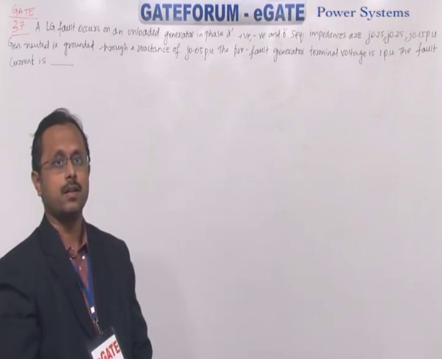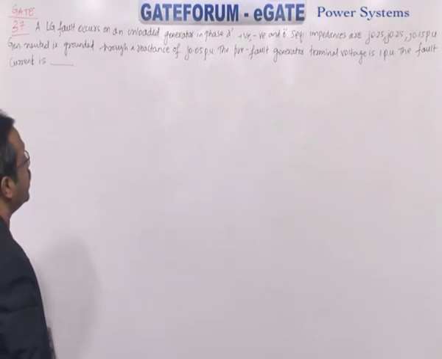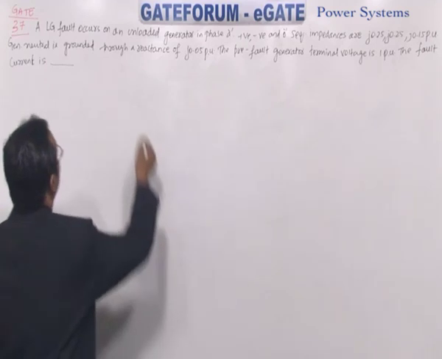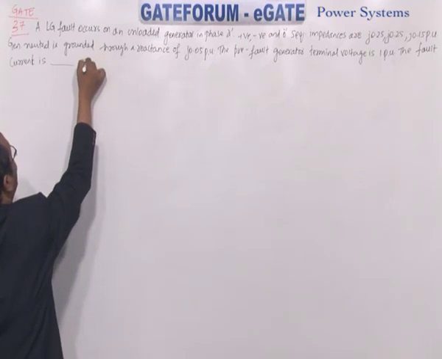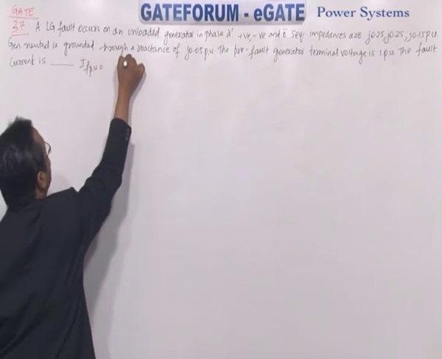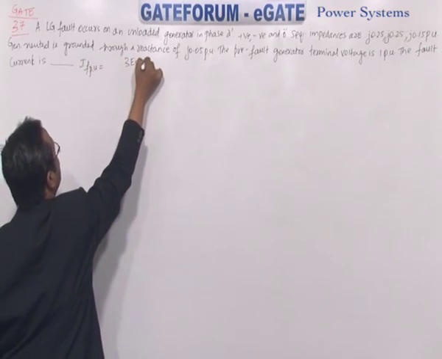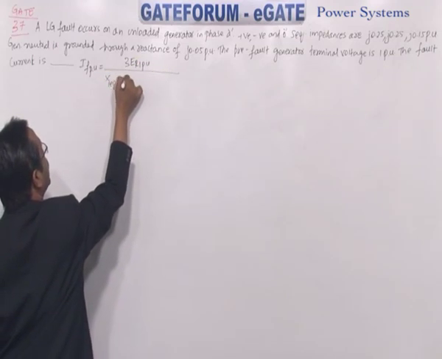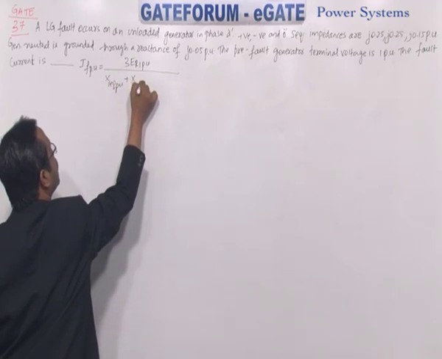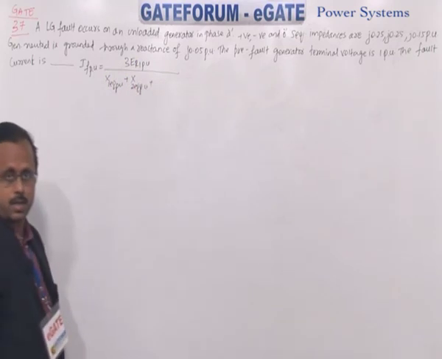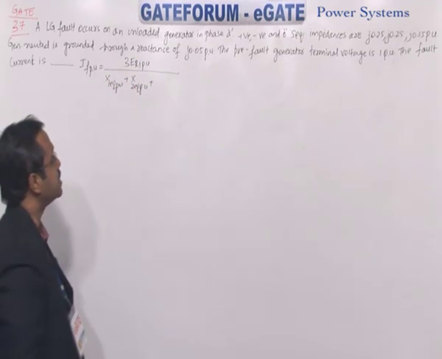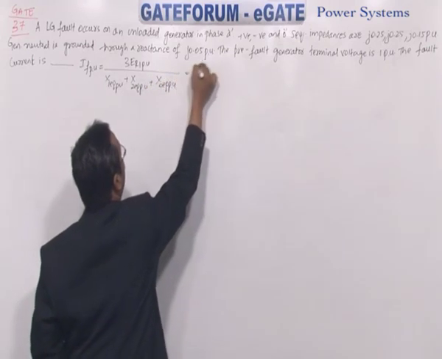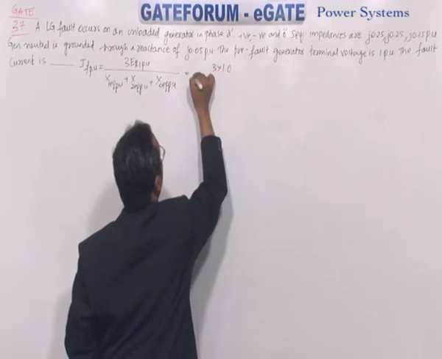You can observe here we have LG fault. In case of LG fault, what is the formula to find the fault current magnitude? 3 times E_R1 by X1 equivalent plus X2 equivalent plus X0 equivalent. What is the pre-fault voltage? 1 per unit.